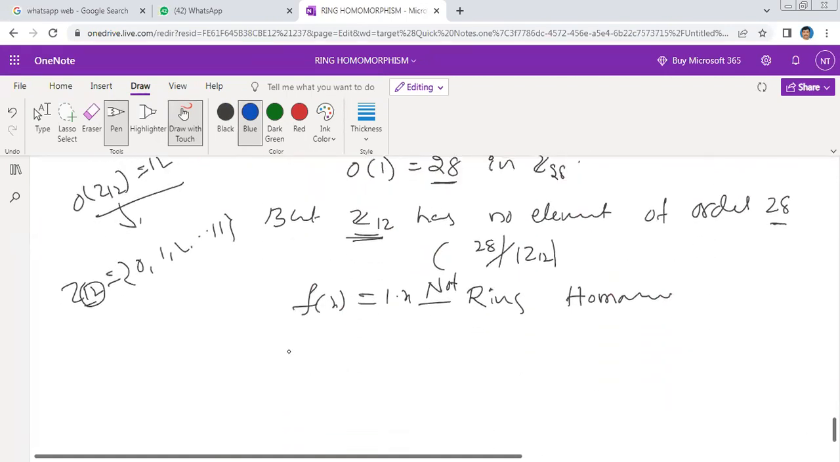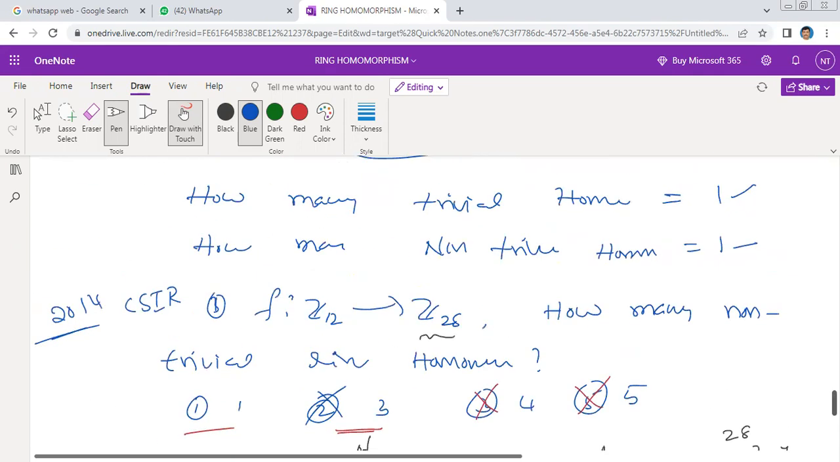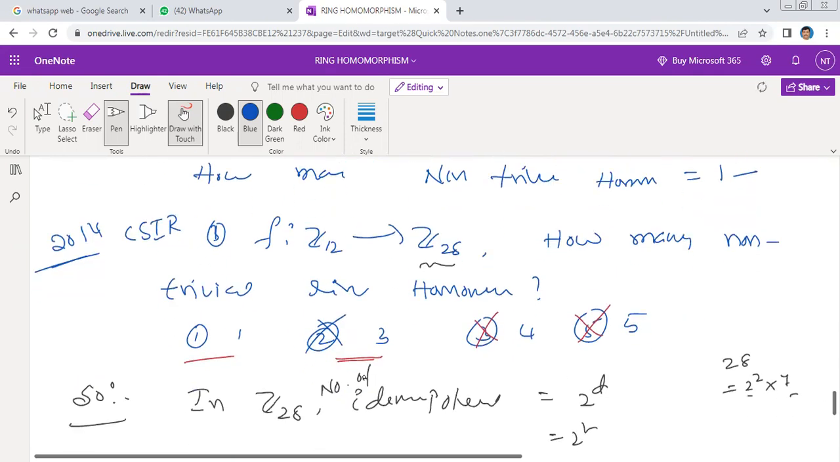యా సెకండ్ ఆప్షన్ ఈజ్ డిస్కౌంట్. సెకండ్ ఆప్షన్ ఈజ్ డిస్కౌంట్, ఎందుకంటే 3 ఉండవు. ఇది కూడా పోయిందంటే ఏముంటుంది? 2 పాసిబిలిటీస్ మరి 2 ఉన్నాయి ఇందులో. నెంబర్ ఆఫ్ నాన్ ట్రివియల్ రింగ్ హోమోమార్ఫిజమ్స్ ఆర్ 2 అని ఆప్షన్ లేదు కదా. సో వాట్ ఈజ్ ద కరెక్ట్ ఆప్షన్?